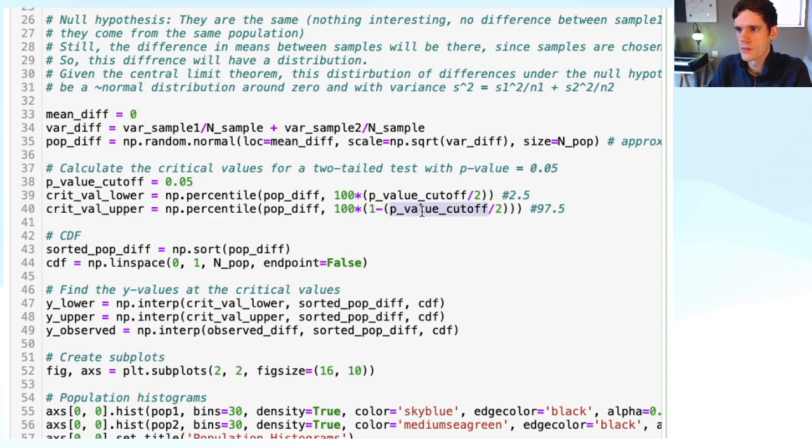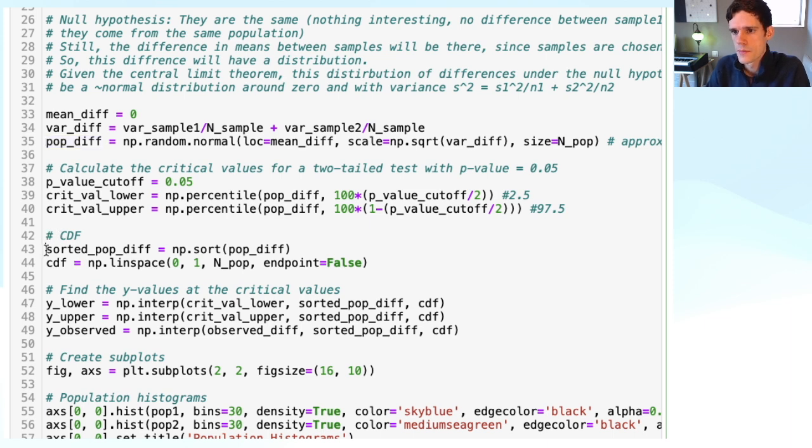So we have our p-value cutoff, we divide it by 2, so we get 0.0025, and then we subtract this from 1. This gives us 0.975, and we multiply by 100. And at this point, we now have two values from our underlying distribution of sample differences that indicate the 2.5% most extreme values, both at the lower end and at the upper end.